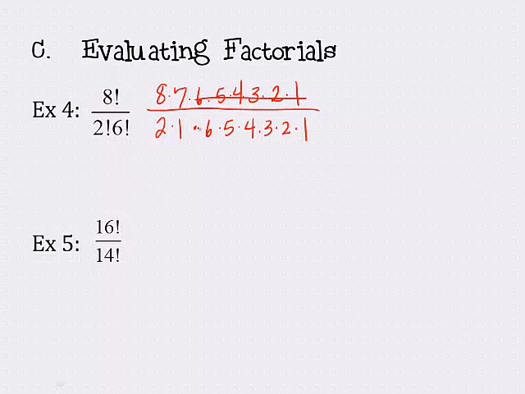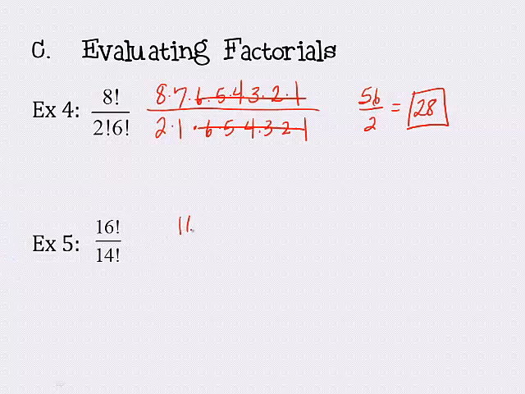All of this cancels with all of this. So if I multiply that out, I get 56 over 2, but I can divide that. When you divide it out, you get 28. There you go.